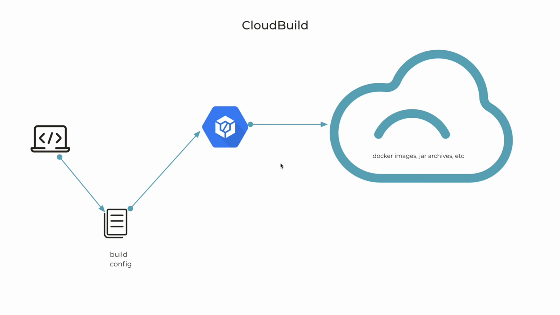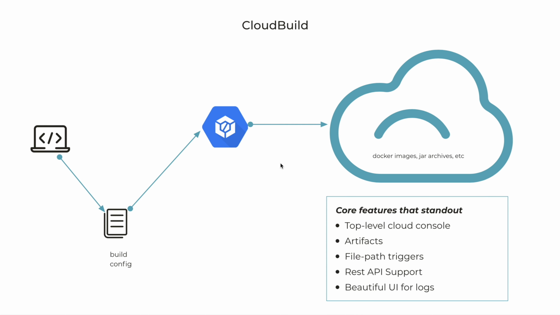But then you may ask, how does each step communicate with the next, or how is information shared between steps? All steps in your build run on a local Docker network called the Cloud Build network. This way, the containers can communicate with one another and also share data. Some distinctive features of Cloud Build that stand out include, first, the top-level Cloud Console. Cloud Build Console contains tons of features built with ease of use in mind.